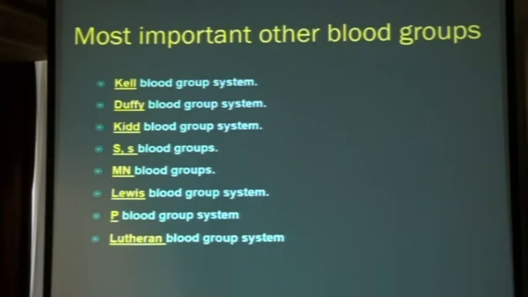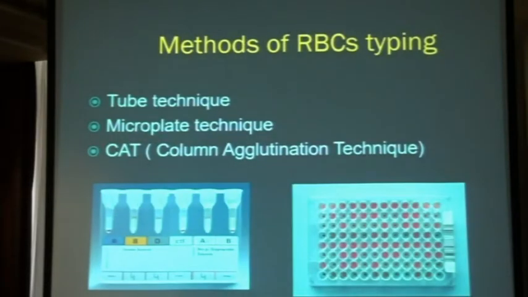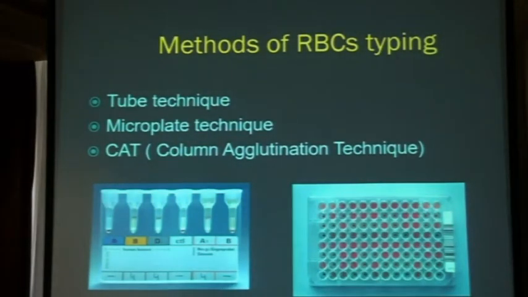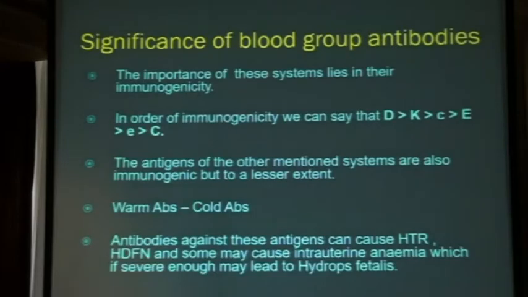The most important other blood groups are Kell, Duffy, and Kidd, MNS, Lewis, P, and Lutheran. Methods of RBC typing are the tube technique, microplate technique, and CAT technique. I will call them agglutination methods, which are done in the National Blood Transfusion Center.